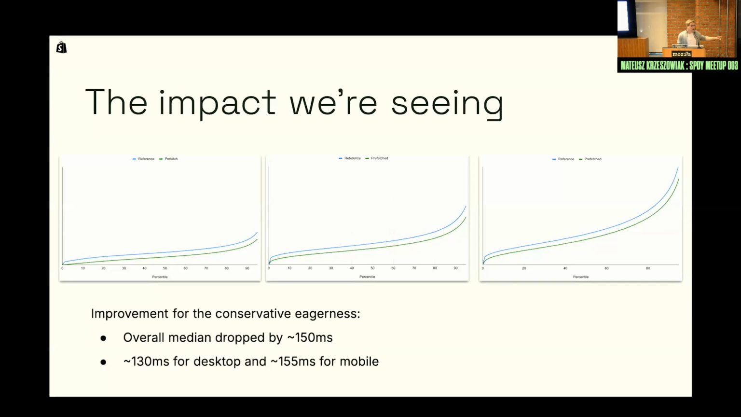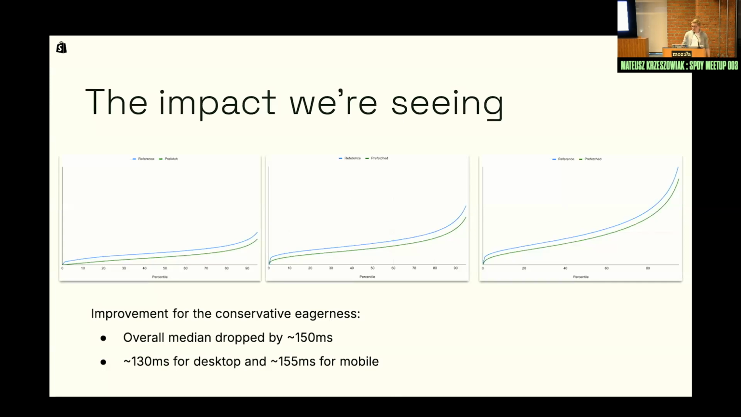What's interesting as well, I don't know if you remember, but the conservative eagerness triggers on pointer down, right? So we are taking advantage of the time that it takes you to press on something and then release it. And what's interesting is that on desktop, it takes people around 130 milliseconds on median. But on mobile, it's slower. It's 155. But for us, it's great because mobile devices are usually slower. So it's good that it takes you more time to tap on something than it takes you to click on something. And these are the improvements that we're seeing, basically.